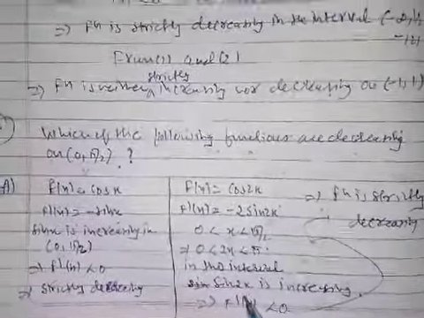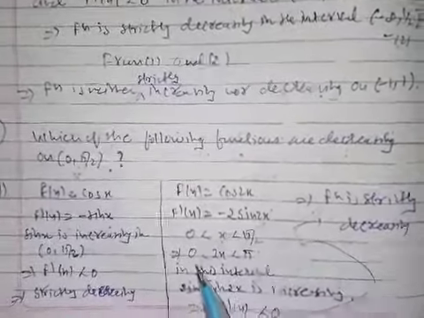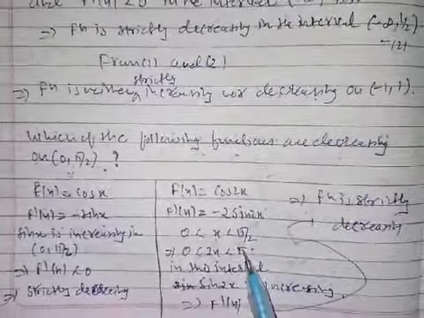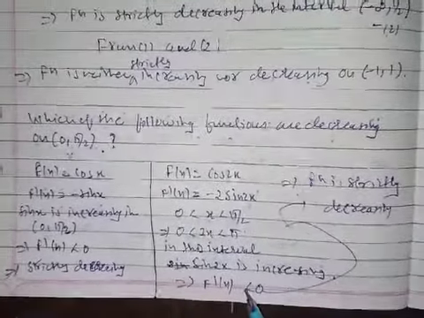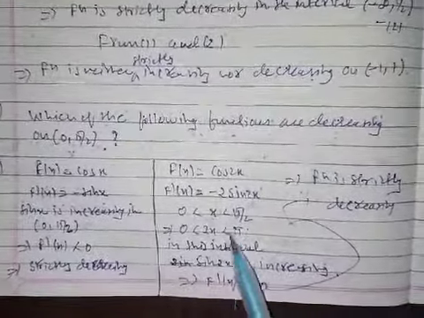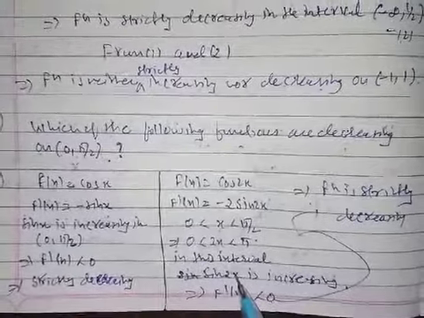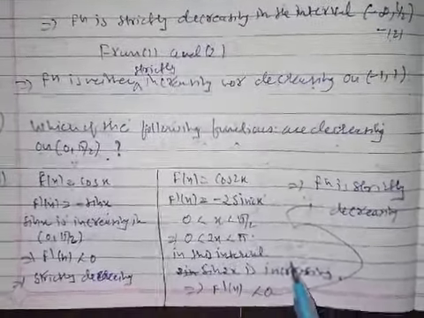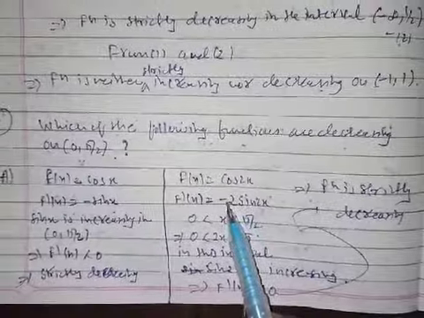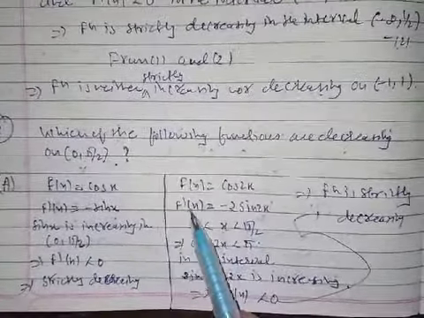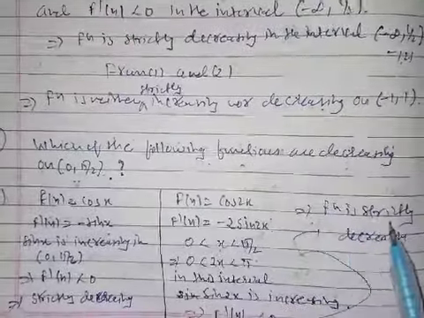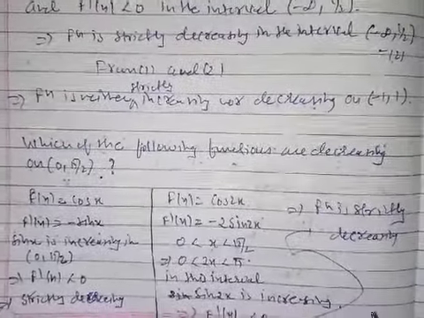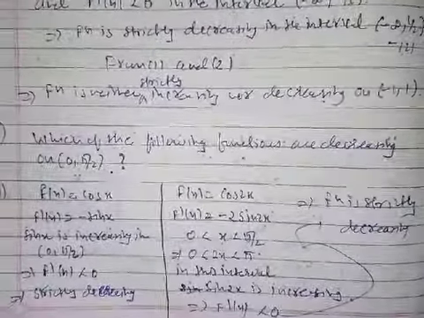In this interval sin 2x is increasing. Sin 2x is increasing in 0 to pi. Okay, 0 to pi, it is an increasing function, and multiplied with this, it is an increasing function. Sin 2x increasing means plus into this minus, it is minus, and therefore it implies that f dash of x is less than 0. So the function is strictly decreasing in this interval.